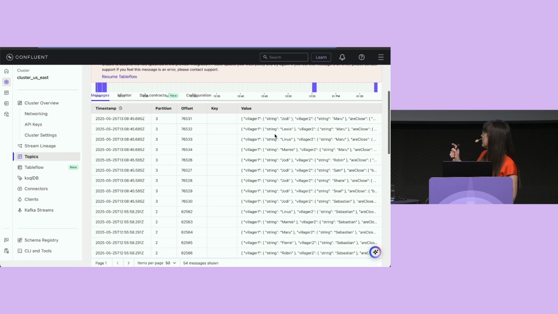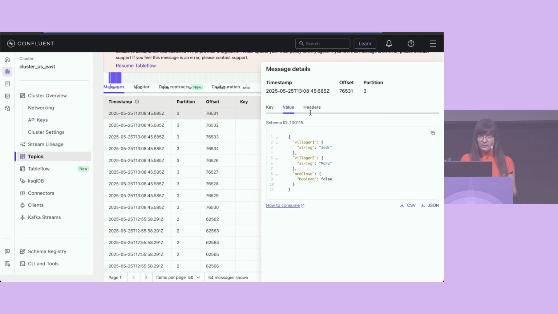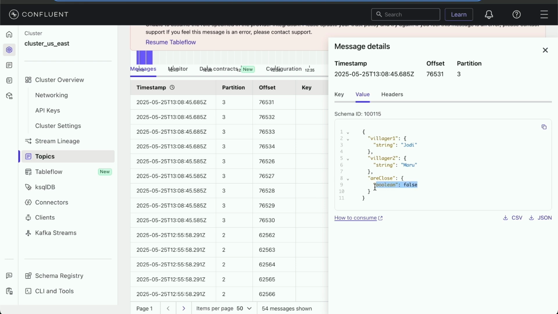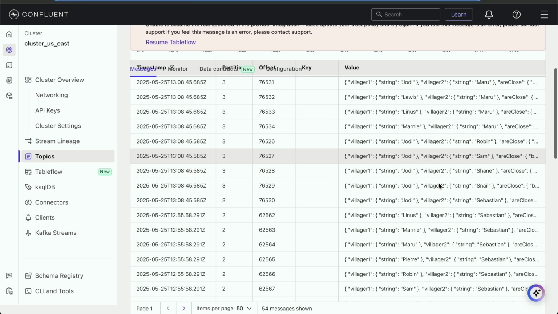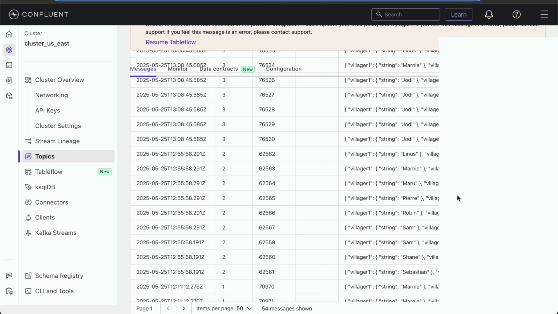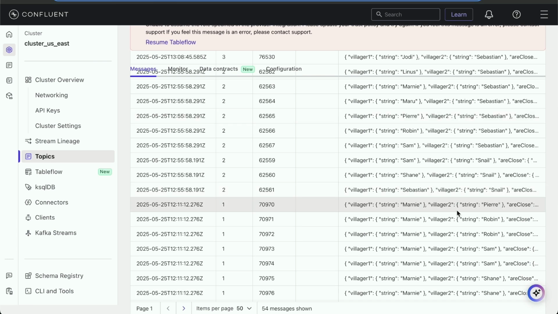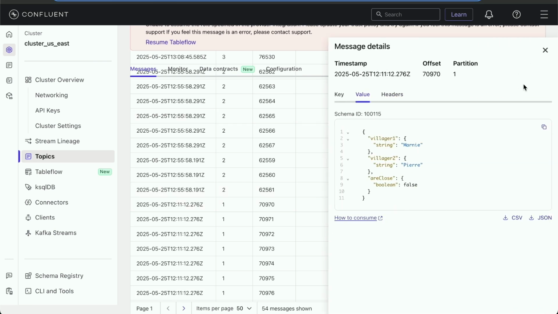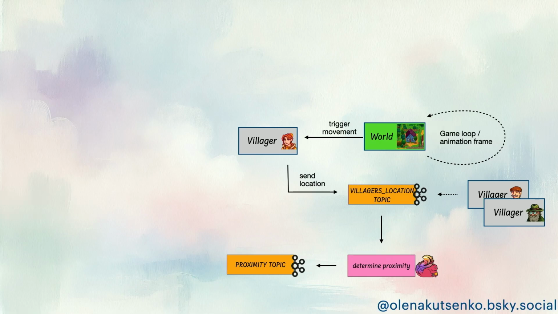And this is how this looks in the topic. So we have, for example, Judy and Maro. At the moment, they are not close enough to start the conversation. But every now and then, we have this value equal to true, and then we should start the conversation.